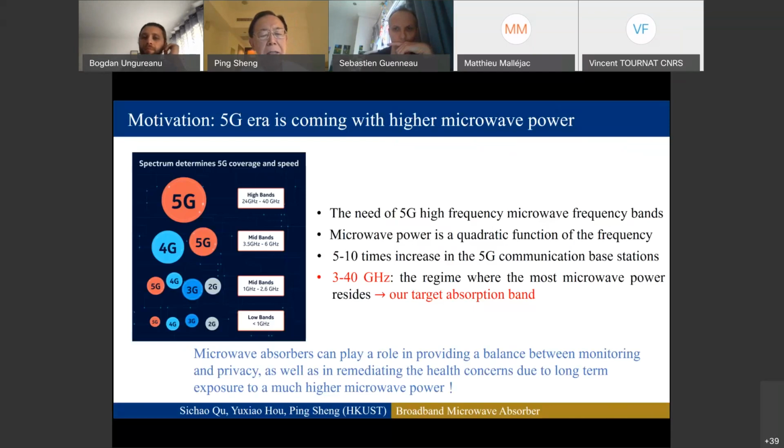So what's the motivation? At least I believe that microwave absorbers can play a role in providing a balance between monitoring and privacy, as well as in remediating the health concerns due to long-term exposure to at least one order of magnitude higher microwave power, at least in the 5G active space, where you have these microwaves permeating the space. Exposed for a few minutes, it doesn't matter, but if day in and day out you have an order of magnitude more microwave power, that's a concern. And we know microwave does interact with human cells. Of course, nobody has conclusive evidence that it will do damage, but it is nevertheless a concern with an order of magnitude increase in power.